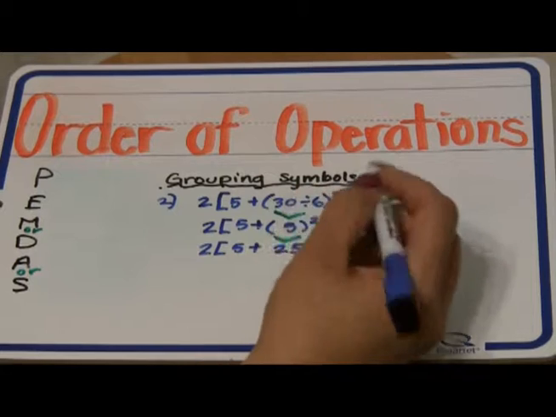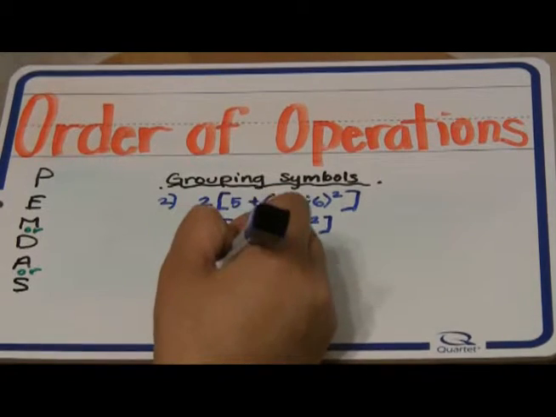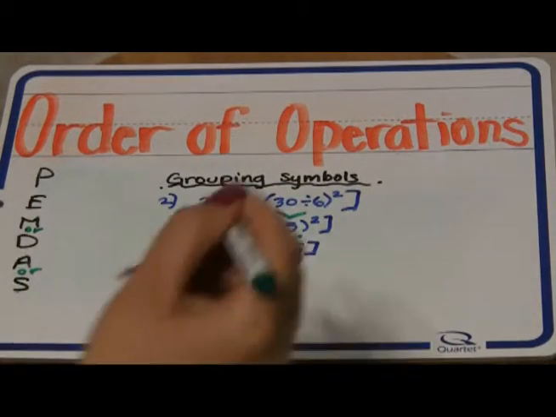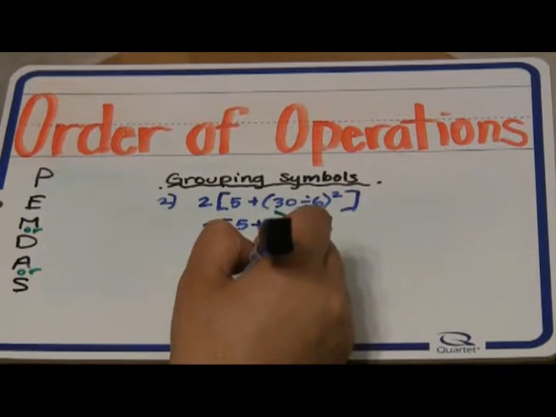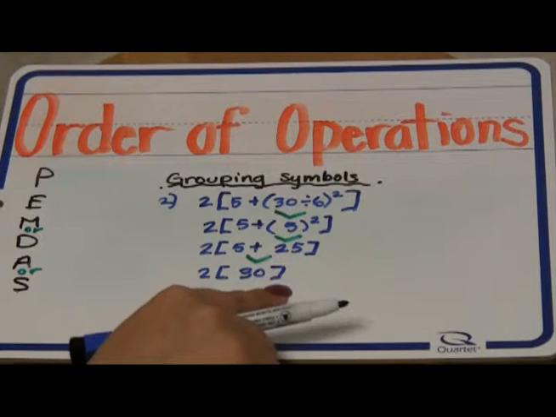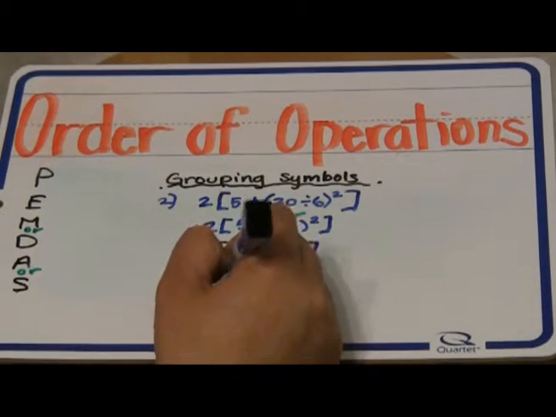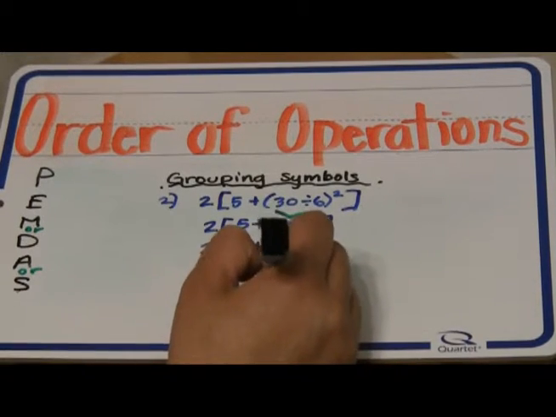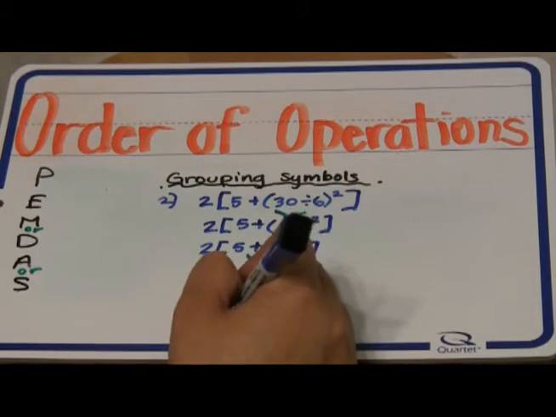I close my bracket. Within our bracket, we now have 5 plus 25. So I have that 2, my bracket, and 5 plus 25 is equal to 30. My bracket works the same thing as the parentheses, so this would be the same thing as 2 times 30, which is equal to 60.